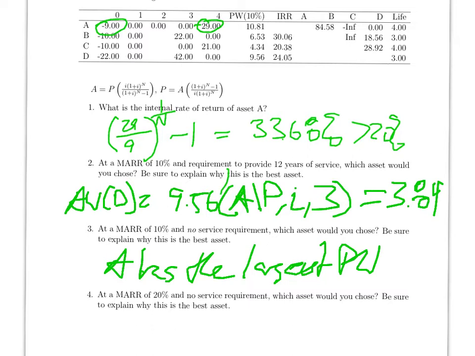Now the last one on this particular example is tricky. And what's going on here is it says that at a minimum acceptable rate of return of 20 and no service requirement, which asset would you choose? What I'm doing is I'm forcing you into using the incremental internal rate of return criteria.